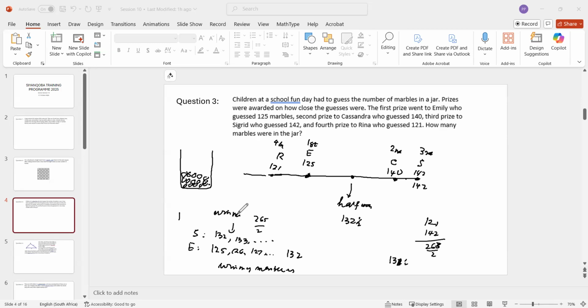So now you can see the winning marble is from 132 onwards and is also from 132 below. So the only number in both cases, because that's where the winning marble is, not the winning marble, but the winning number, the winning guess, the number of marbles, is going to be there and it's also there. So the only number which is in both is 132. So the answer is 132. You see, there's no mathematics here. There's no X and Y and so on. It's just pure logic.